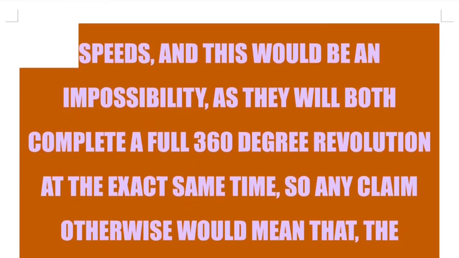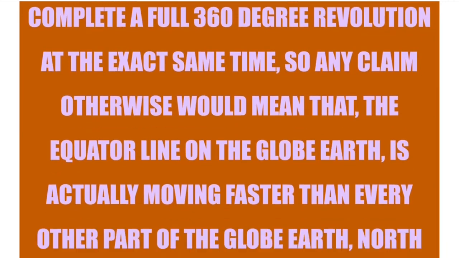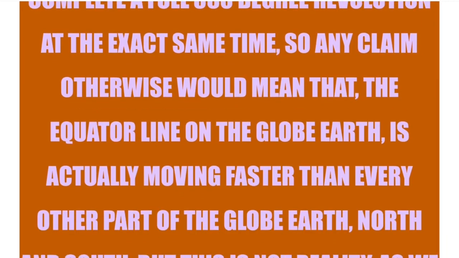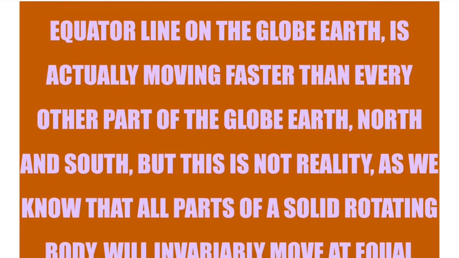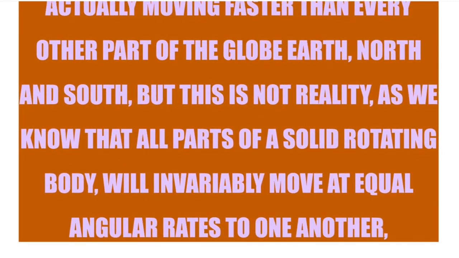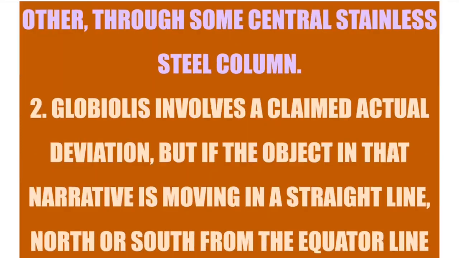So any claim otherwise would mean that the equator line on the globe Earth is actually moving faster than every other part of the globe Earth, north and south. But this is not reality, as we know that all parts of a solid rotating body will invariably move at equal angular rates to one another, because it is one solid object and not several parts semi-connected to each other through some central stainless steel column.